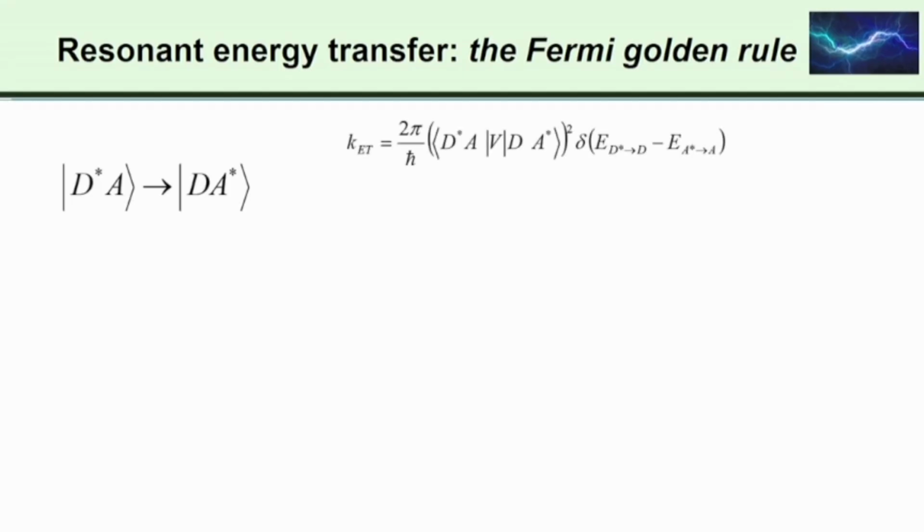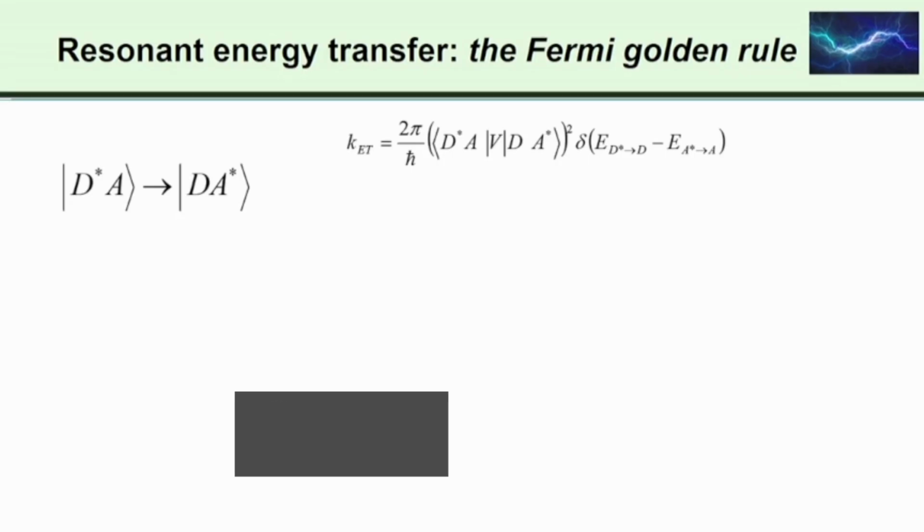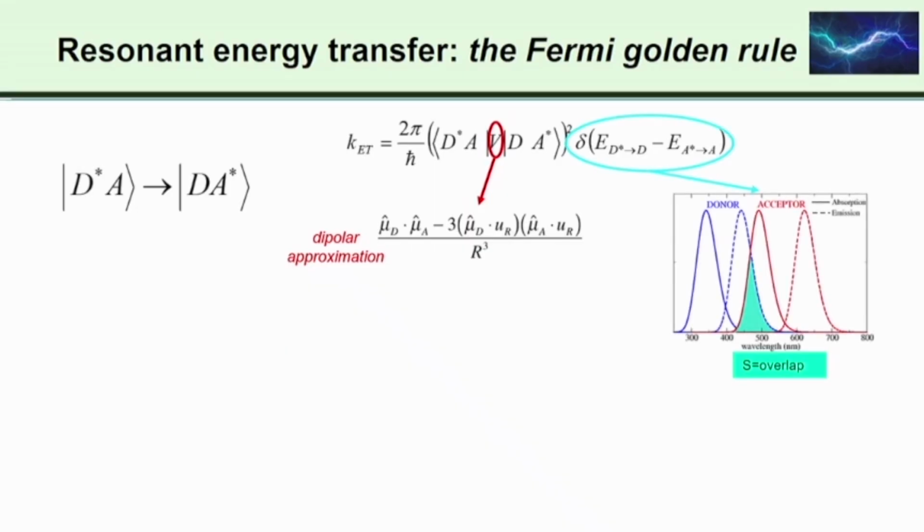This is the process we are interested in, from the excited donor to the excited acceptor, so the start is the excitation. The rate goes with the Fermi golden rule, so the ingredients are the interaction between the two states and the matching of the energies between the excitation of the donor and the excitation of the acceptor, because energy transfer can only occur between degenerate states. So we use, again, the dipolar approximation, so that we get the interaction between transition dipole moments.